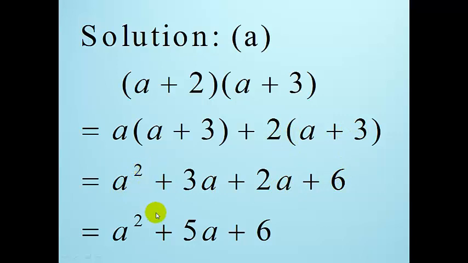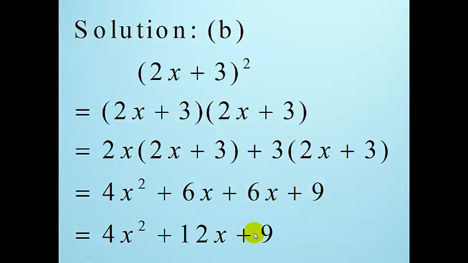Now we have a squared plus 3a plus 2a is 5a because they have the same term a. So we add the coefficient 3 to 2. So 3 plus 2 equals 5. And it's in terms of a. So we have 5a plus 6. That means that a plus 2 times a plus 3 is equal to a squared plus 5a plus 6.